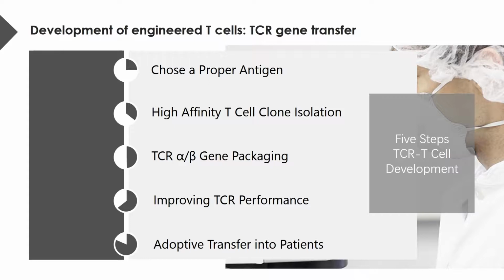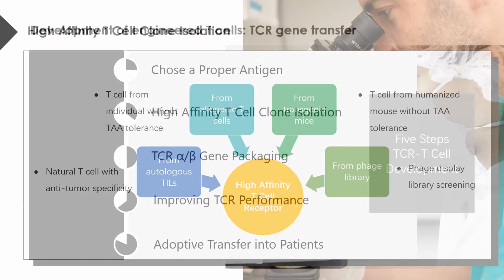The next step is to package the specific TCR gene into vectors, such as retroviral or lentiviral vector to deliver the TCR gene into donor T-cells, which are isolated from the patient's peripheral blood. After successful gene transfer, the transgenic T-cell should be further processed to improve the TCR performance. When all of the preclinical tests are done, the TCR T-cell can finally be adoptively transferred into the patient's body.